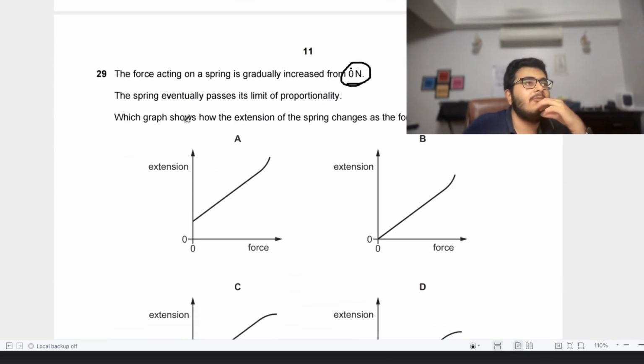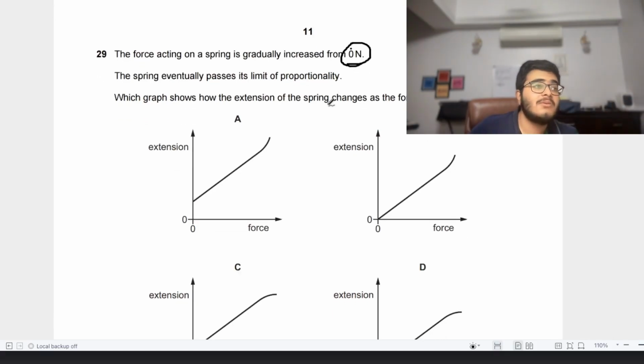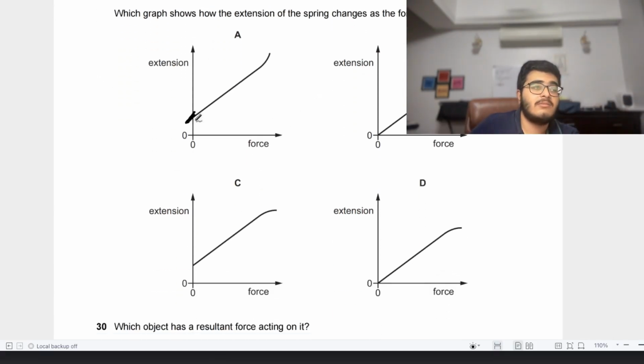Question 29. The force acting on a spring is gradually increased from 0 newtons. We need to find the graph of it. The spring eventually passes its limit of proportionality, which means the spring cannot return now. We can just extend the spring and nothing will happen, right? So it has lost its elasticity because it has crossed the limit of proportionality. Hooke's law. Now the key pointer to note here is that it starts from 0 newtons. Here it's not starting from 0 newtons, so A is not the answer, C is not the answer. It's not starting from 0 newtons, right?